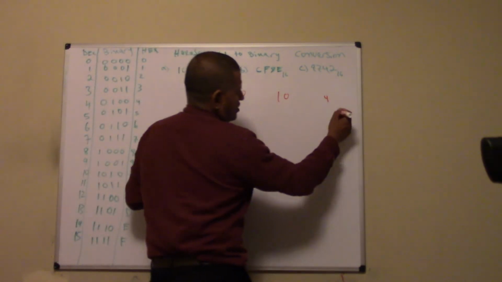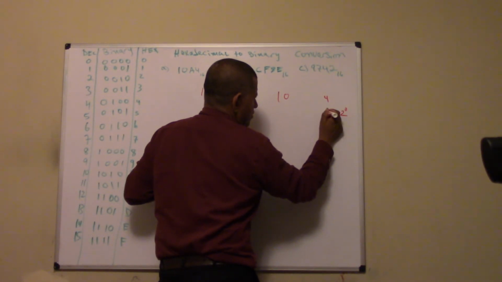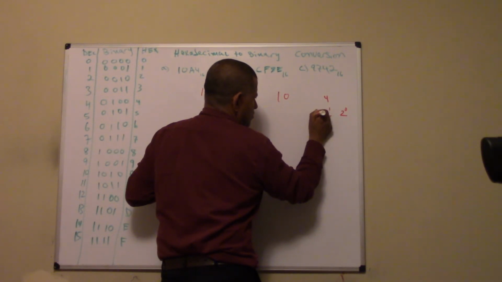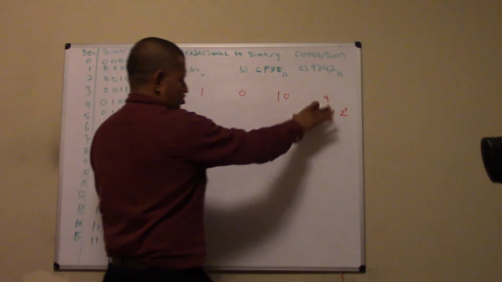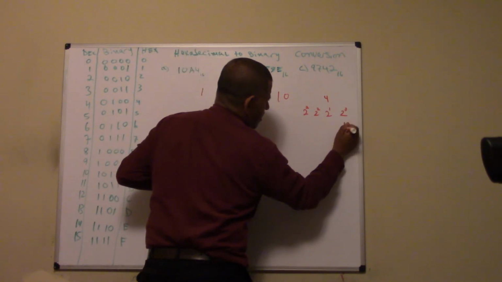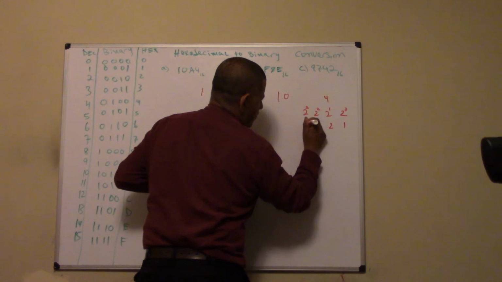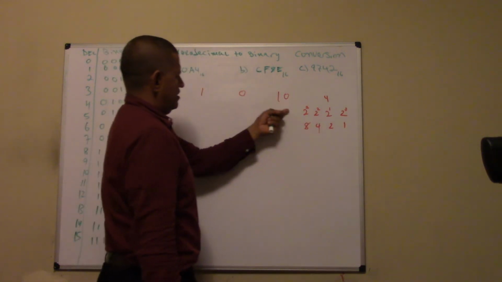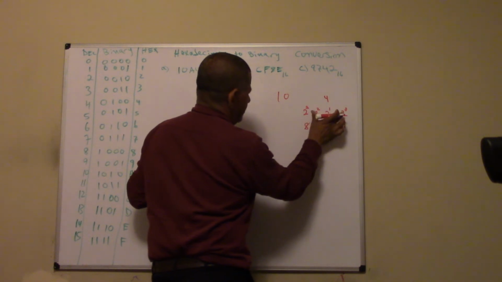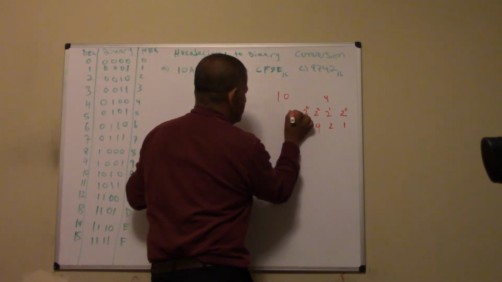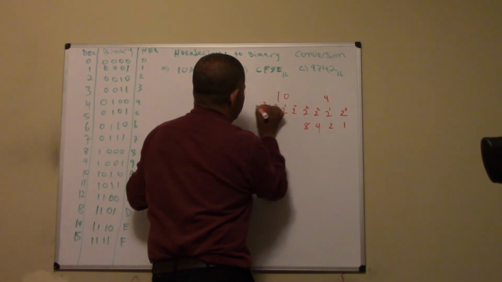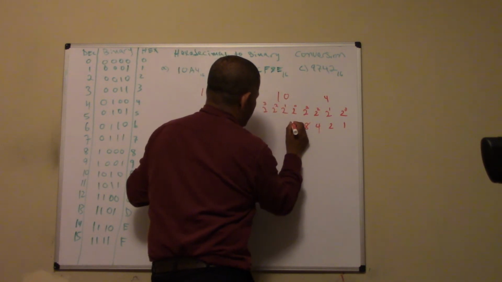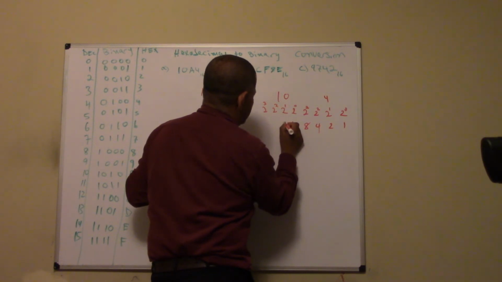Okay, so here we said 2 to the 0 power, 2 to the 1 power, 2 to the 2nd power, 2 to the 3rd power, right? So this is 1, 2, 4, 8. That's for the 4, right? Let's do it for the 10. So 2 to the 0 power, 2 to the 1 power, 2 to the 2nd power, 2 to the 3rd power. Again, we get 1.